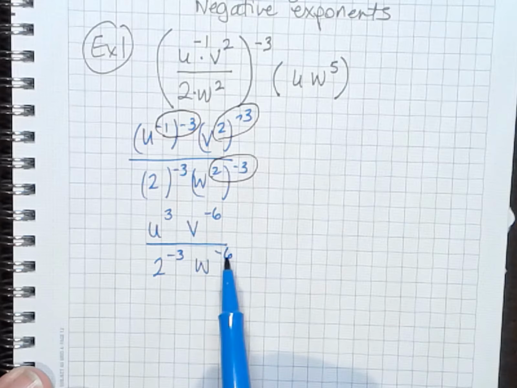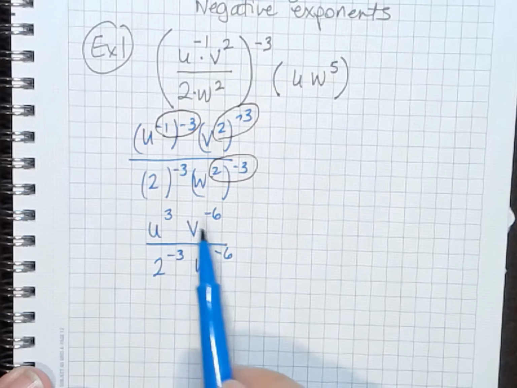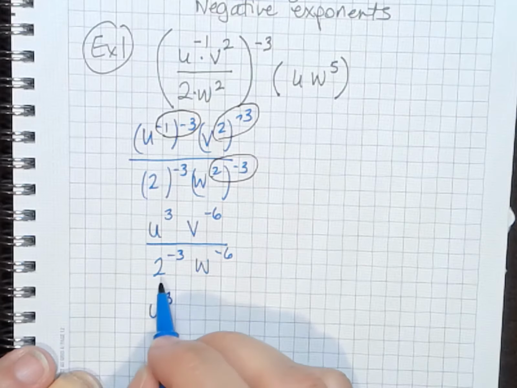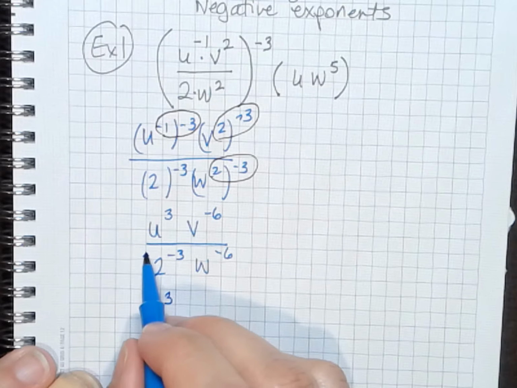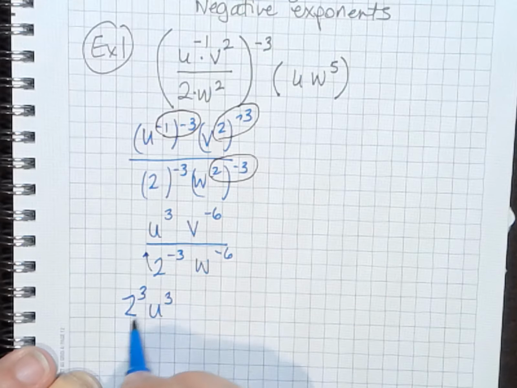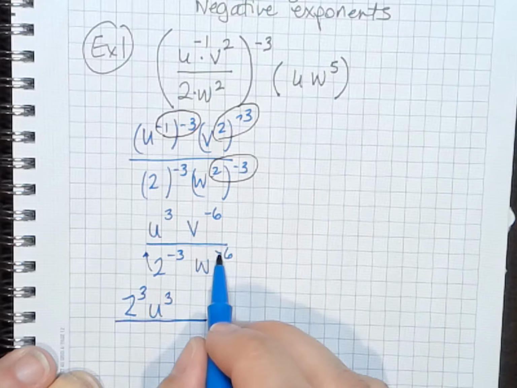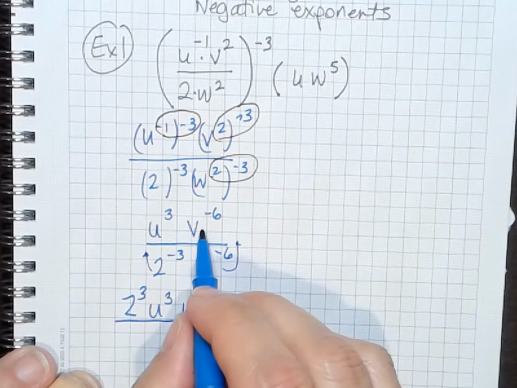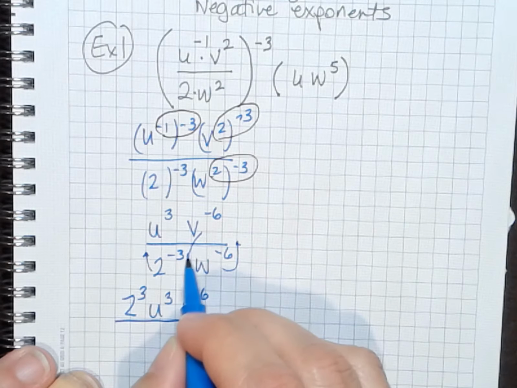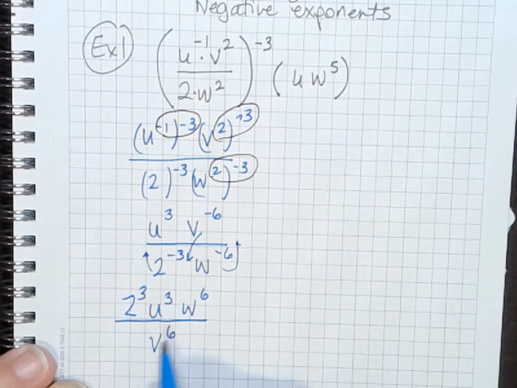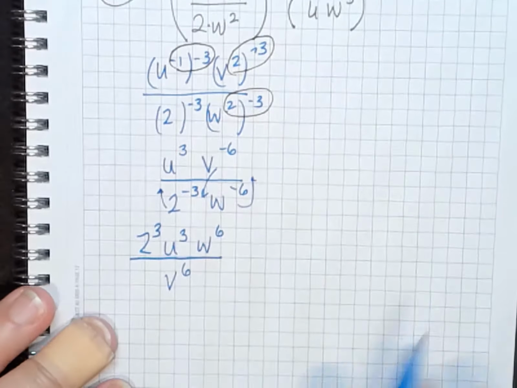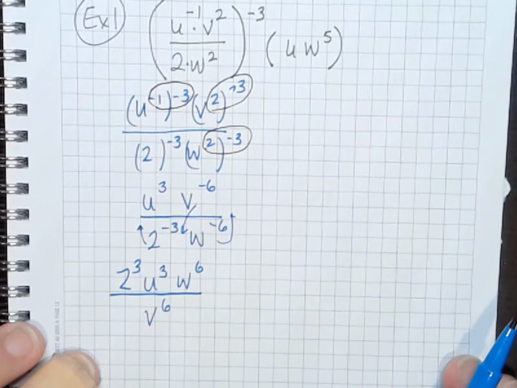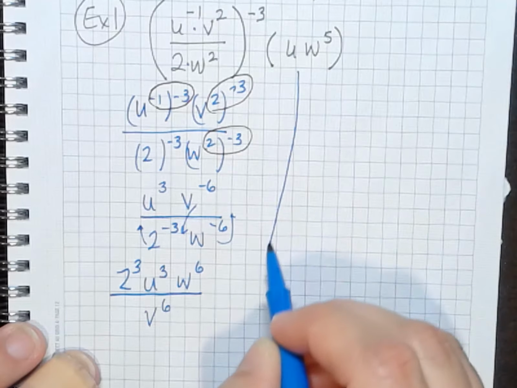Okay, so now the first thing that I notice is I don't have any bases of the same, but I do have a lot of negative powers. So I'm going to go ahead and take care of those negative powers. The u to the third will stay where it is, but the 2 to the third is going to want to go up to the numerator. The w to the -6, because it has that negative power, is going to go to the numerator, and then that v to the -6, because of that negative power, is going to go down to the denominator. Okay, so now that fraction has been simplified. The only other thing we can do is 2 to the third is 8, and we'll do that on our last step.